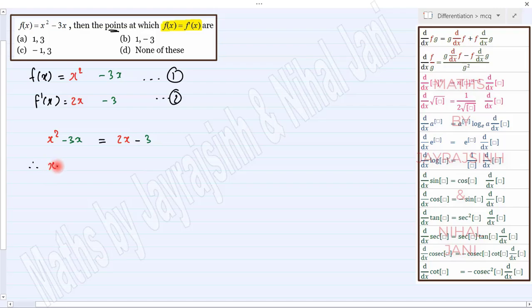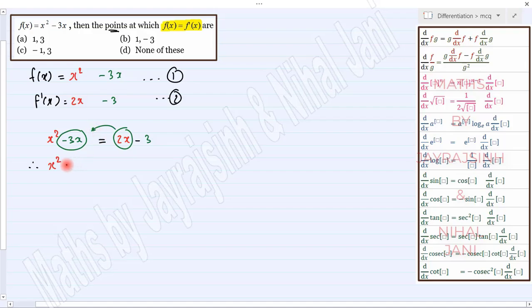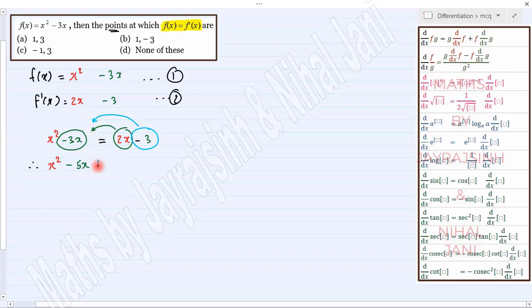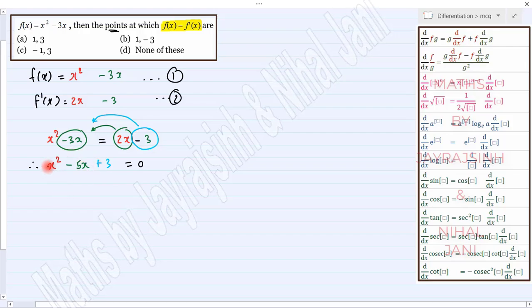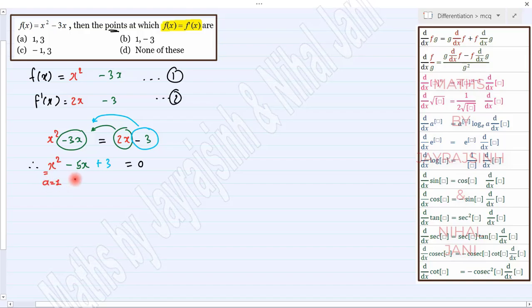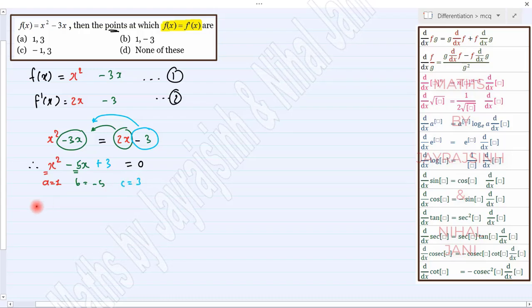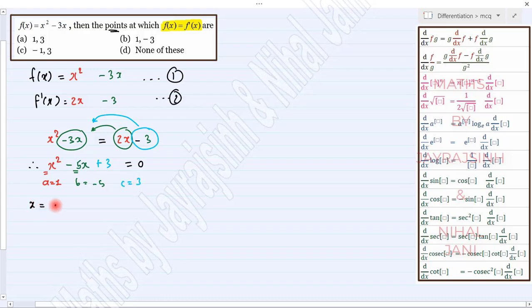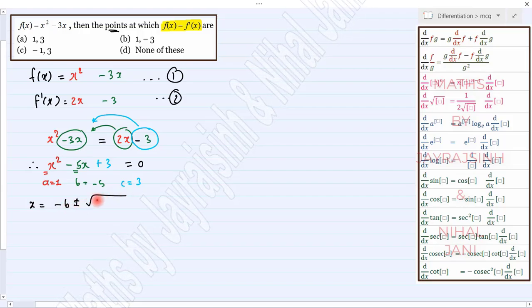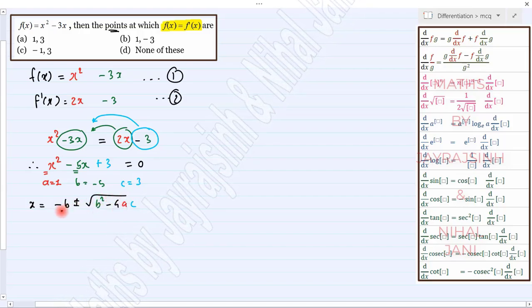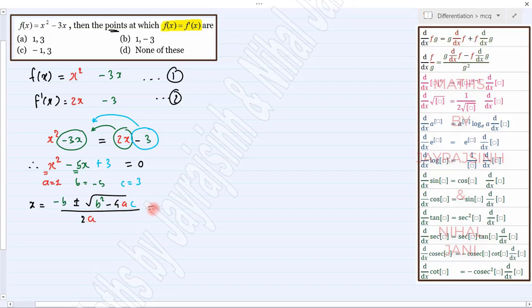Or we can say we will get x square, this minus 3x and 2x taken on the left side will give us minus 5x, and minus 3 will move on the left side and become plus 3 is equal to 0. Now to get the point, we have to simplify this. The coefficient of x square is 1, coefficient of x is minus 5, and constant term is 3. So we can say your x, which is minus b plus or minus under root of b square minus 4ac upon 2 times a, can be found.